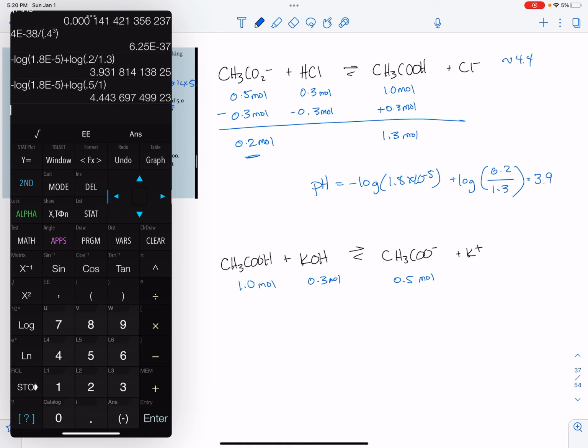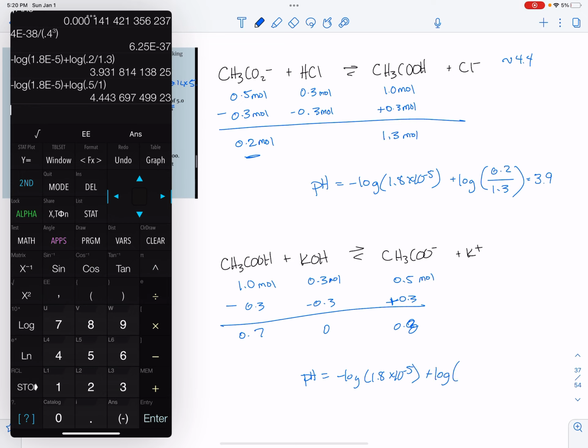I mean, again, you're adding strong acid to this weak system, and very little is happening. Now on this one, 0.3, 0.3, 0.3. So that's 0.7, 0, and 0.2. That's adding, 0.8. So on this one, pH is equal to the negative log of 1.8 times 10 to the minus 5th, plus the log of, here's my salt here, 0.8 over 0.7.